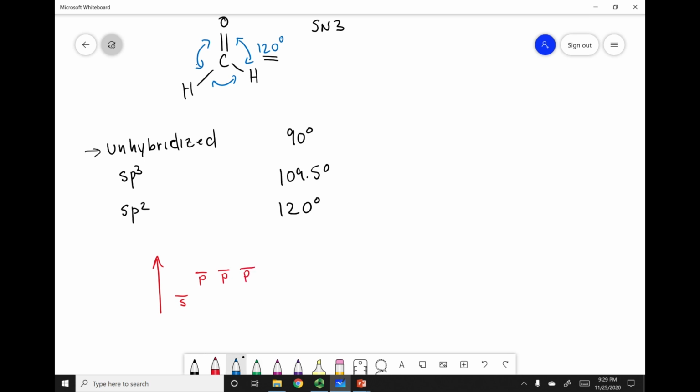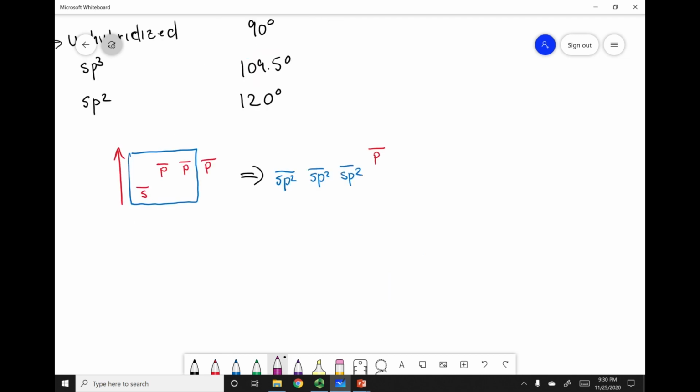In this case, I'm going to take only two p orbitals and mix them with my s orbital. When I do this hybridization, I generate an sp2 orbital, an sp2 orbital, and a third sp2 orbital. One of the p orbitals I did not touch, so it remains just like it is. To go back to my analogy, I have Sprite, Pepsi, Pepsi, and Pepsi.